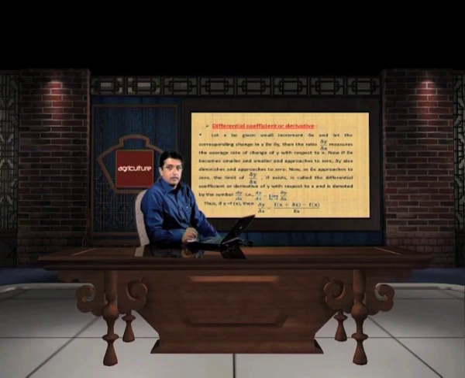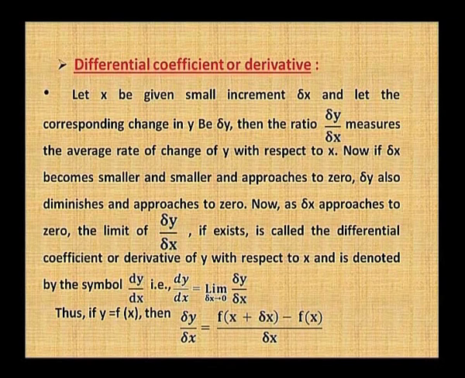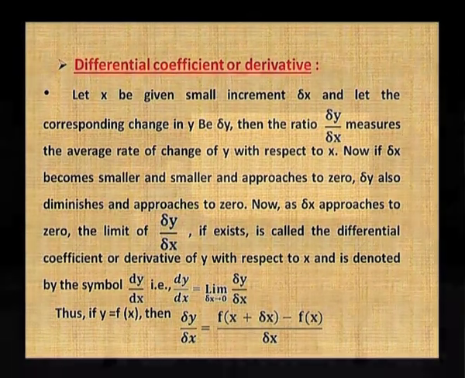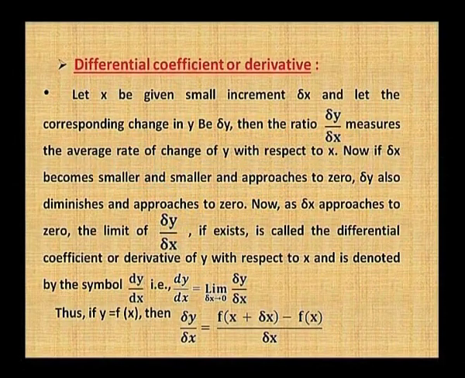Let x be given a small increment delta x and let the corresponding change in y be delta y. Then the ratio delta y upon delta x measures the average rate of change of y with respect to x. Now, if delta x becomes smaller and approaches 0, delta y also diminishes and approaches 0.